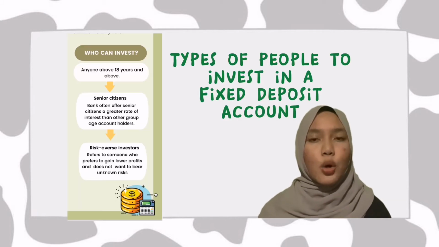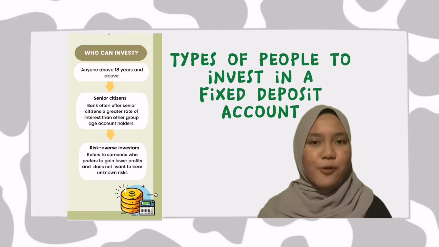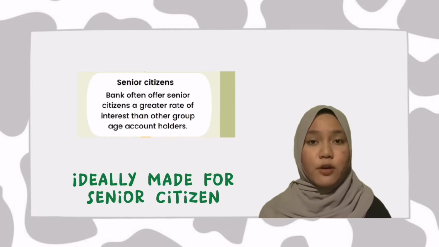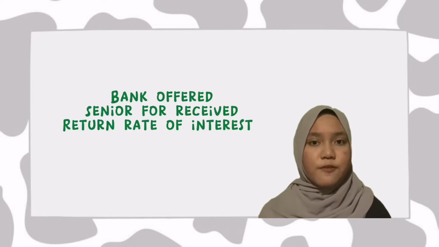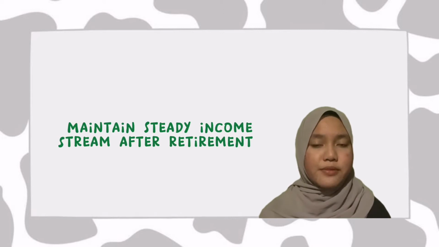Now, I would like to continue this presentation with a deeper explanation on the types of people who are well suited for this kind of investment, fixed deposit. Well, everyone who is 18 and above can invest in a fixed deposit, but this investment is ideally made for senior citizens. Why? Commonly, banks offer senior folks a greater rate of interest than other age group account holders. Through this way, they can maintain a steady income stream after retirement.